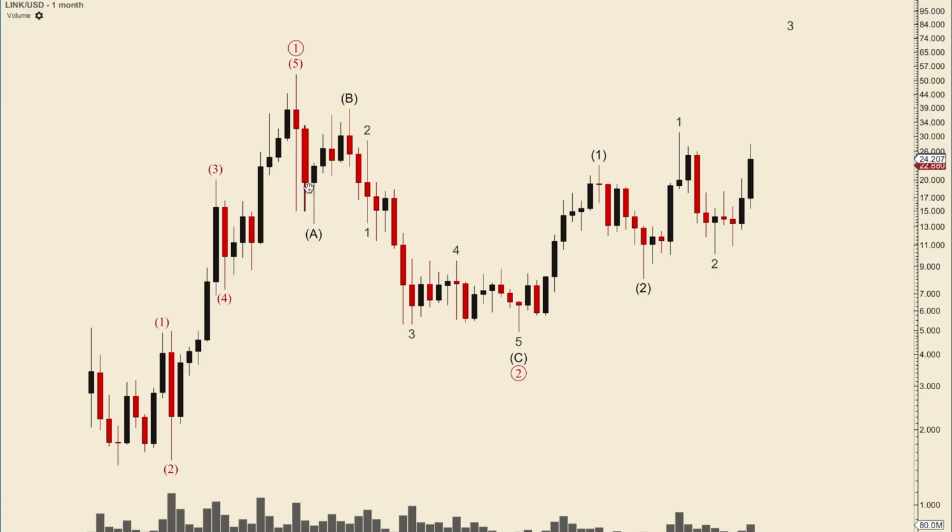And then we have A, B, and then 1, 2, 3, 4, 5 down to wave C to complete wave 2. And after that we have a 1, 2, 1, 2. This is a very bullish count because then we're looking for, this is the start of this degree's wave 3. So this is 1, 2, 3, 4, 5, and then we have completed this degree's wave 3. So that's a very bullish count.